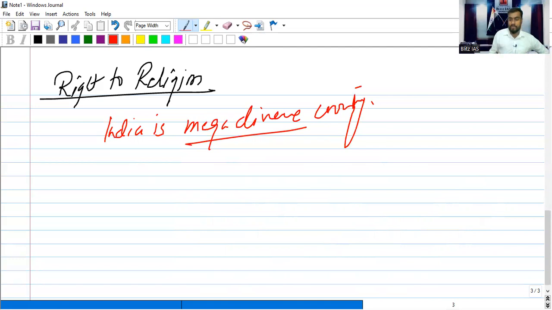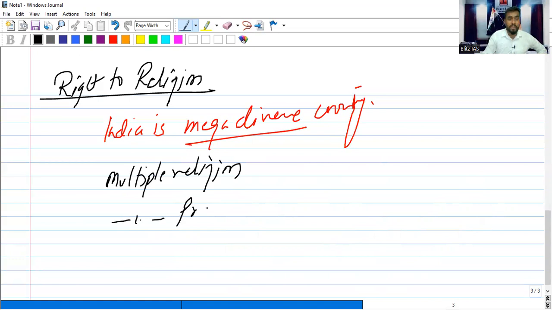And in such a mega diverse country, there are multiple religions. India is a country with multiple religions. If multiple religions are there, multiple practices will be there. Multiple practices of what? In what way you are offering to God? आपके नमस्कार करने का तरीका भी अलग हो सकता है. हिंदुओं का अलग है, मुस्लिम्स का अलग है, पारसीस का अलग है, क्रिश्चियंस का अलग है, सिख का अलग है. So multiple religions, multiple practices, multiple beliefs.